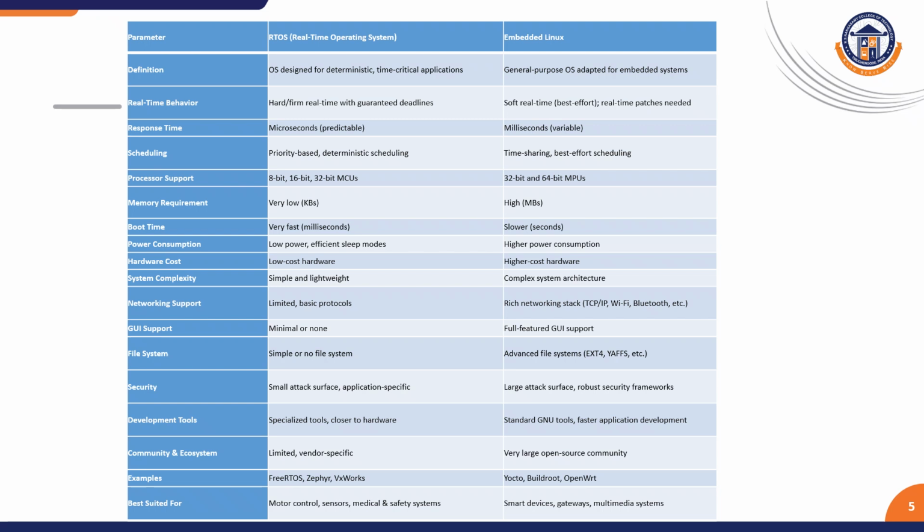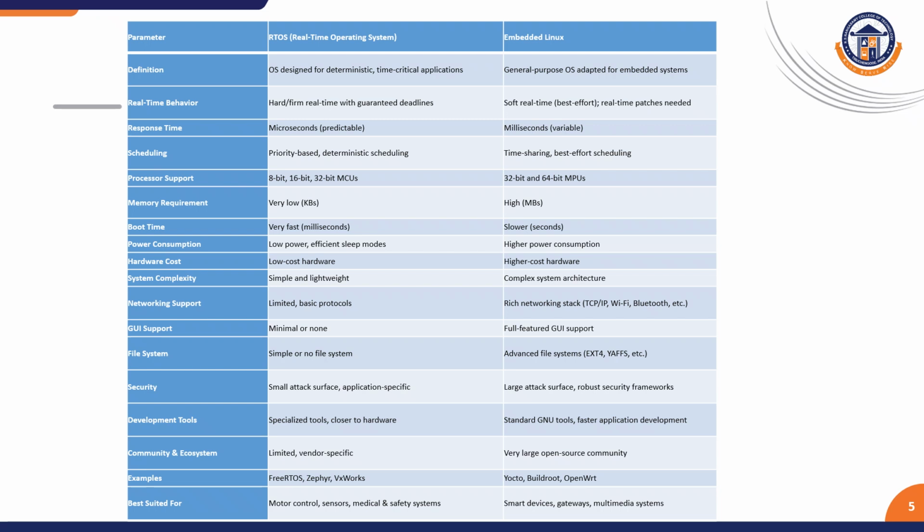Community and ecosystem: limited and vendor specific for RTOS, while embedded Linux has a very large open source community. Examples for the RTOS are FreeRTOS, Zephyr, VxWorks. For embedded Linux, examples are Yocto and others. These are some examples of real-time operating systems and embedded Linux.